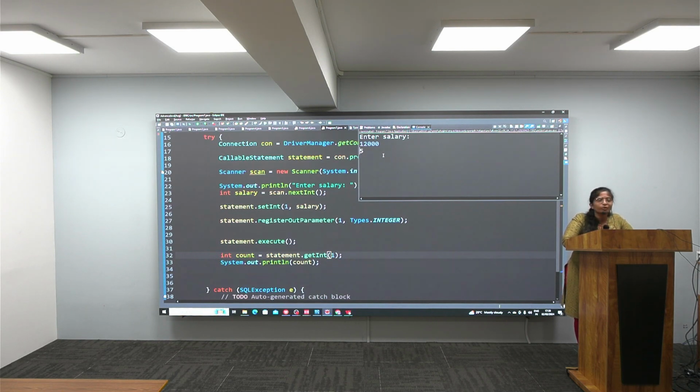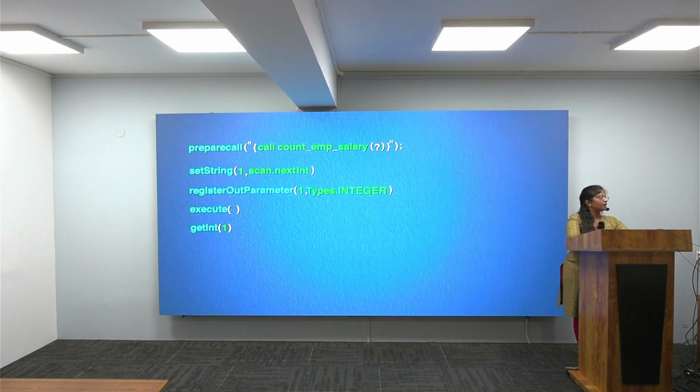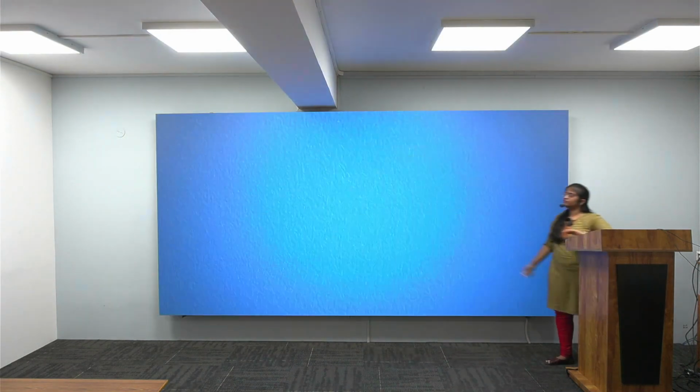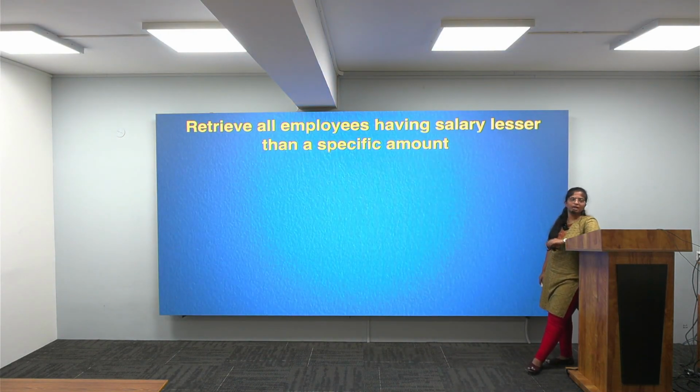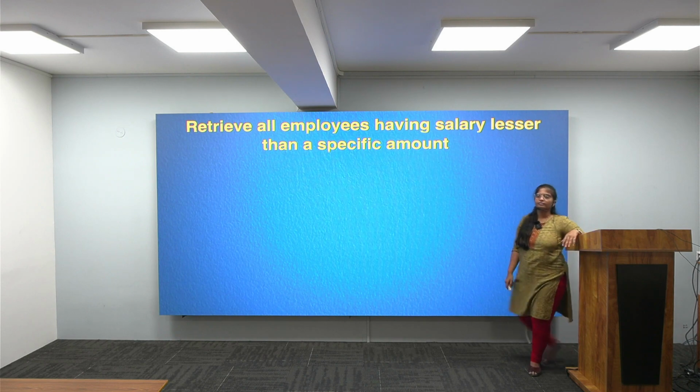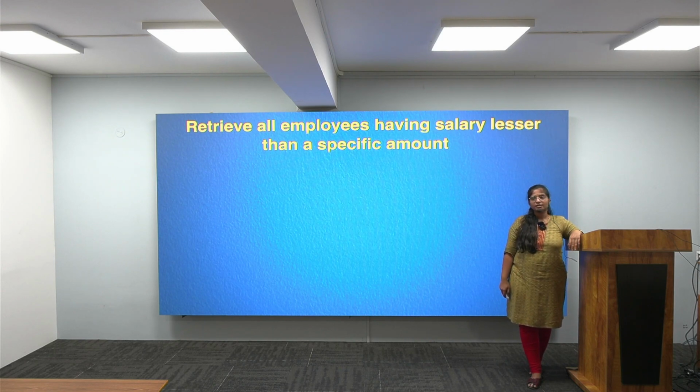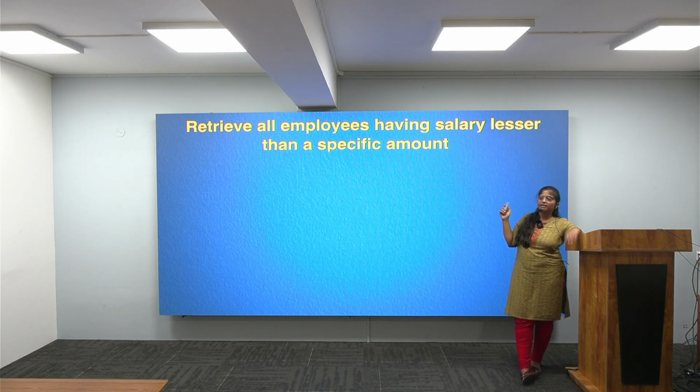So can we see one more last variation that is available inside a stored procedure? The last variation is: retrieve all employees having salary less than a specific amount. I hope it is clear. Question, query. What is the query for this? Select star from employee where salary less than specific salary.